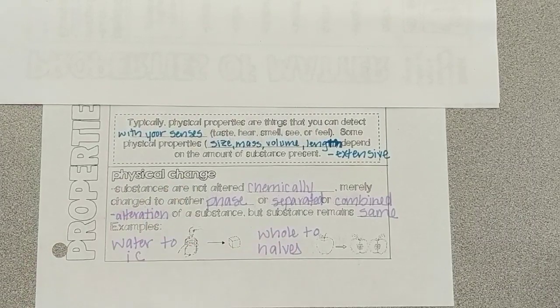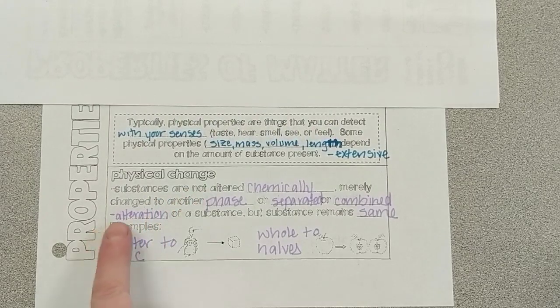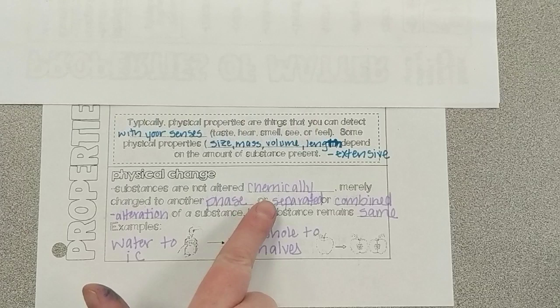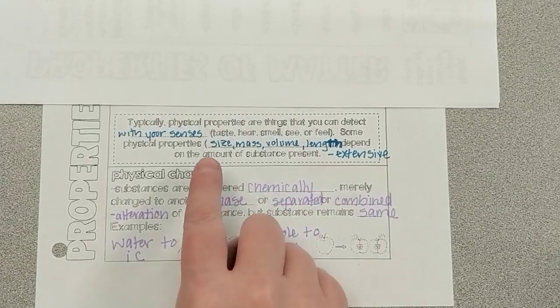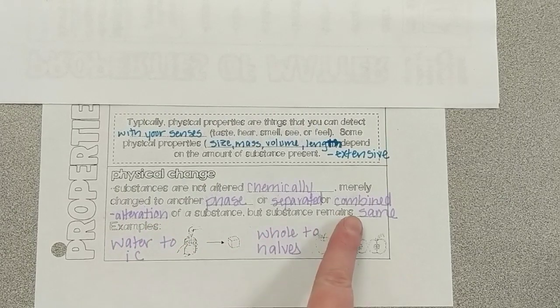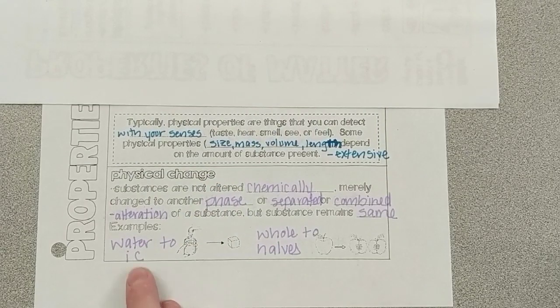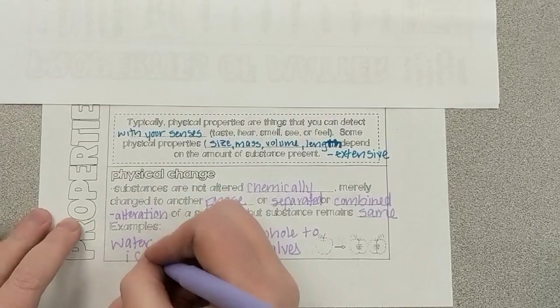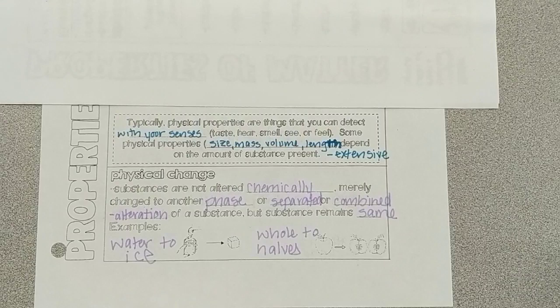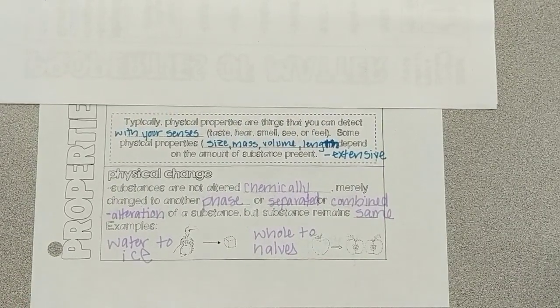Now this is sort of a little preview for our physical and chemical change unit. Substances that are not altered chemically but merely changed to another phase or separated or combined are going through a physical change. So when there's alteration but the substance remains the same, that is a physical change. An example would be water to ice, or cutting a whole apple into two halves.